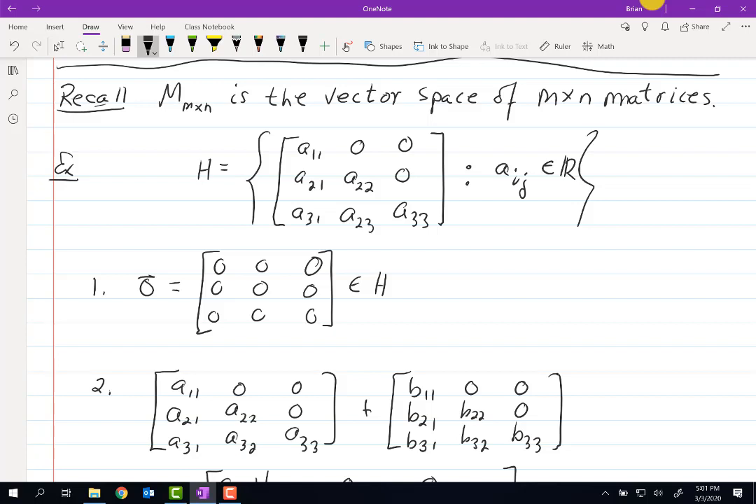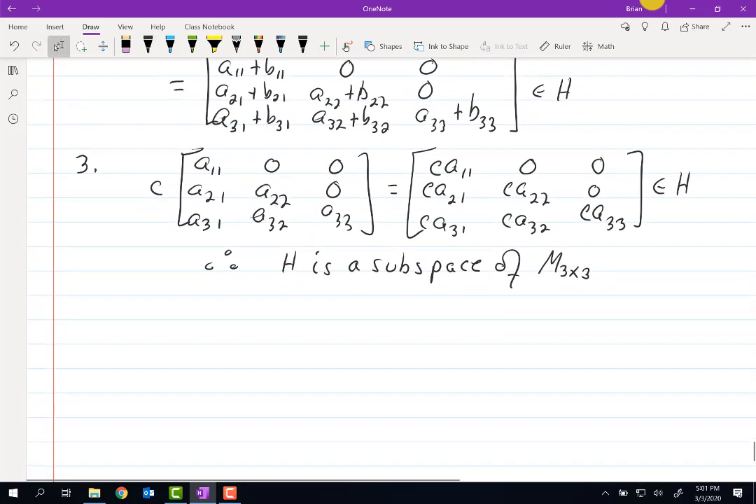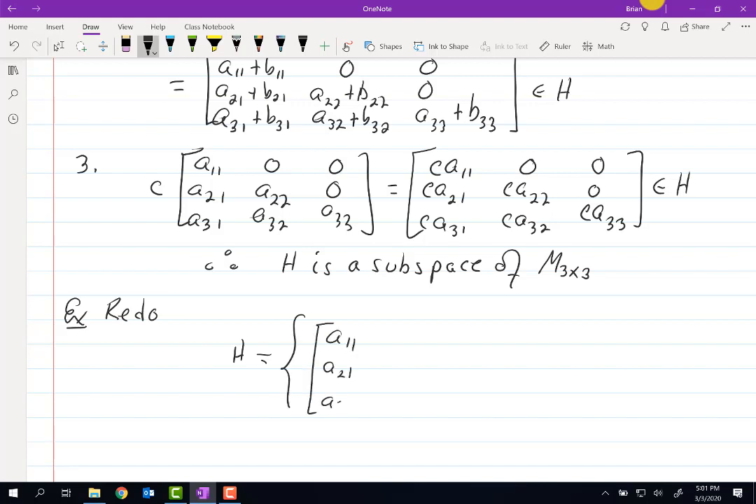Now let me show you something here. I can say, though, that H is spanned by certain vectors. Let me redo this example. So H equals, once again, I'll write it again, A11, A21, A31, 0, 0, A22, A32, 0, A33, such that Aij is in R.